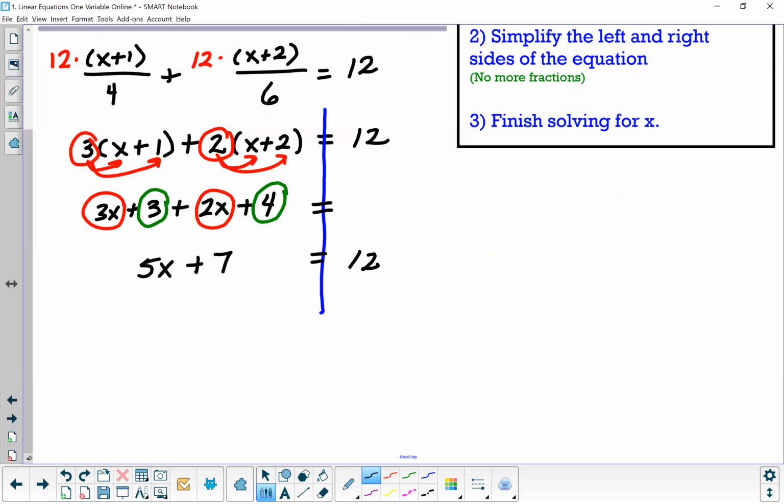Okay, we are simplified. So now properties of equality. I'm going to bring my constant terms to the right side, which means I need to undo plus 7. The inverse of plus 7 is minus 7, so minus 7 on each side. And that gives us 5x equal to 5. All right, divide by 5 on both sides.